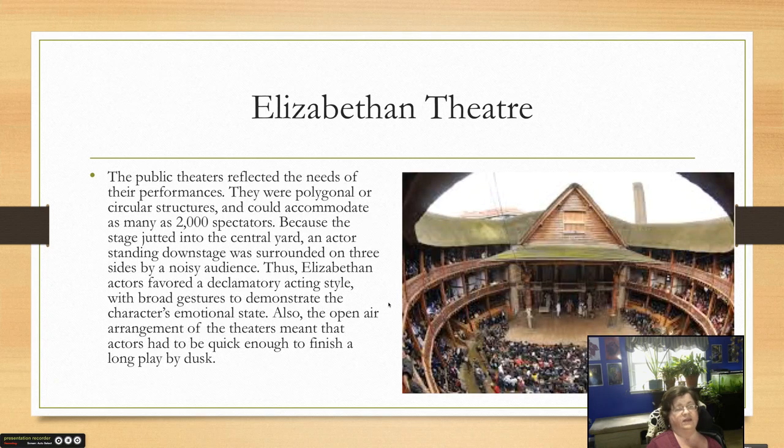Public theaters reflected the needs of their performances. They were polygonal or circular structures, so you had the audience surrounding the stage. And they could accommodate as many as 2,000 spectators. Because the stage jutted into the central yard, an actor standing downstage was surrounded on three sides by a noisy audience. So Elizabethan actors favored a declamatory acting style with broad gestures to demonstrate the character's emotional state. Also, the open-air arrangement meant actors had to be quick enough to finish a long play before it got dark, because there was no artificial light.